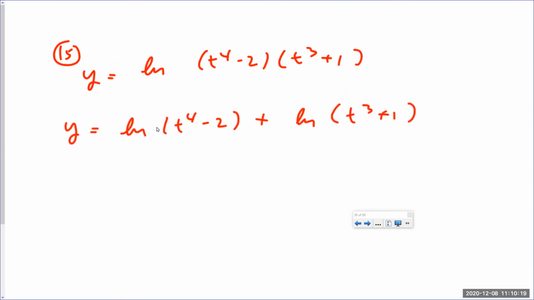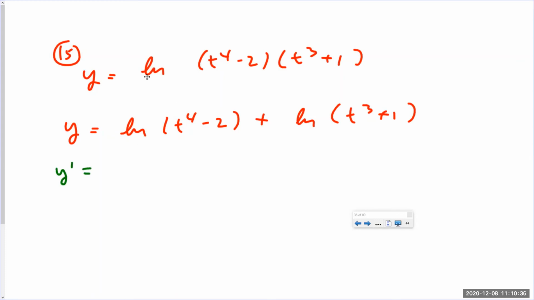And whatever this log is, you just copy it. It just gets copied, okay? But guys, make sure when you come down, the log disappears when you take the derivative. Okay, for some reason, some students, when they take the derivative, the log is still there, okay? It disappears when you take the derivative. So let's go ahead and take the derivative, okay?